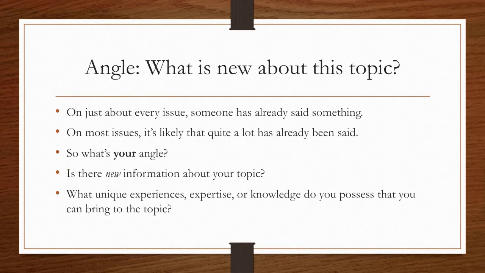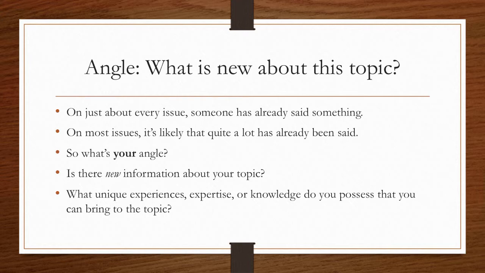The angle. What is new about this topic? On just about every issue, someone has already said something. This is kind of the area in composition, arguments about pro-life, pro-choice, or pro-gay marriage or against gay marriage. This is where it gets very stale and boring for the teacher. So you have to talk about something that's new about it. You have to find your angle.